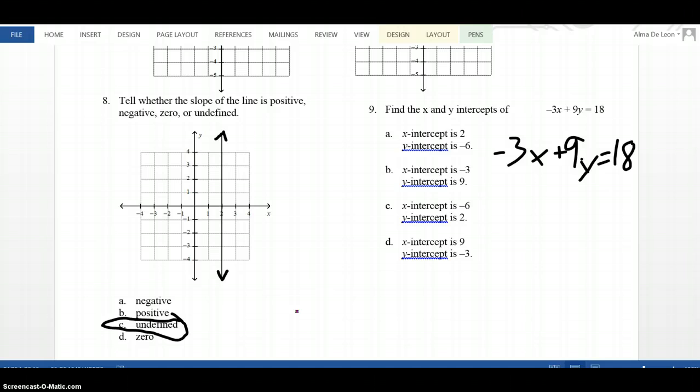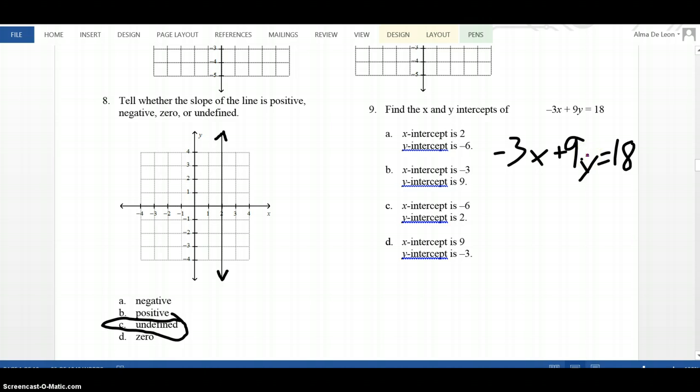Problem number 9. It says find the x and y intercepts of negative 3x plus 9y equals 18. So I'm going to begin by first writing my equation underneath. And since all of my answer choices begin with the x-intercept, I'm going to begin by solving for x.